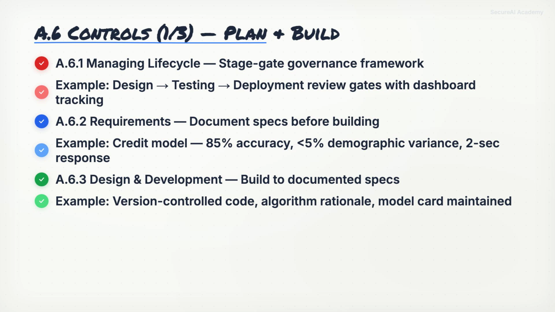Control 3. Design and development. Build systems according to documented requirements. Example: the team uses version-controlled notebooks, documents why gradient boosting was chosen over neural networks for interpretability, records hyperparameter tuning decisions, and maintains a model card describing strengths and limitations.